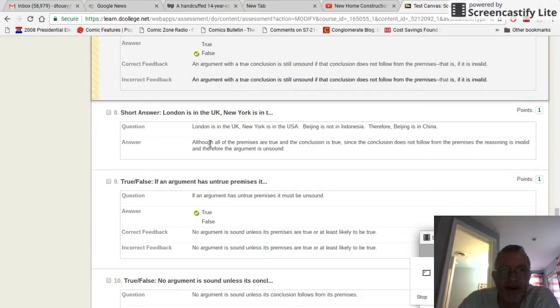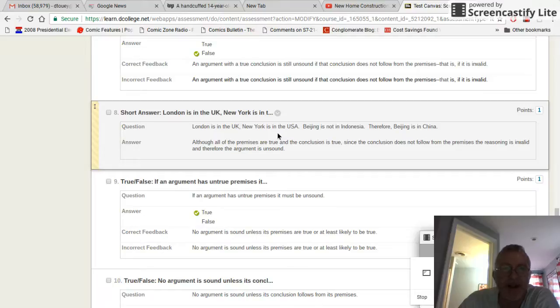Number 8: London is in the UK, New York is in the USA, Beijing is not in Indonesia, therefore Beijing is in China. And this is an interesting argument where all the premises are true and the conclusion is true, but the argument is unsound. And the argument is unsound because even though everything that it says happens to be true, there's no logical relationship between the conclusion and the premises. The premises do not imply or support the conclusion.